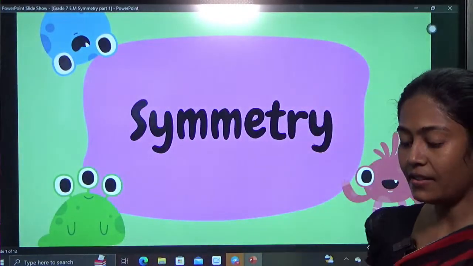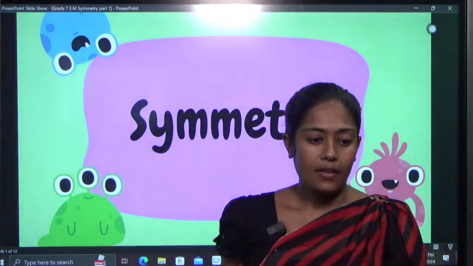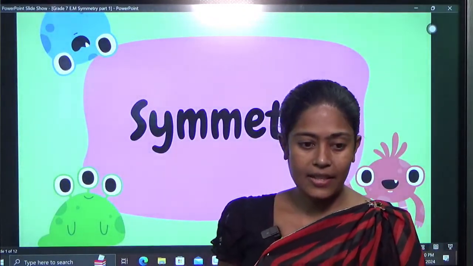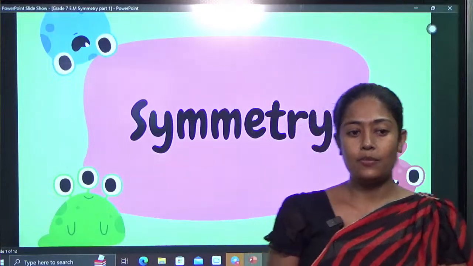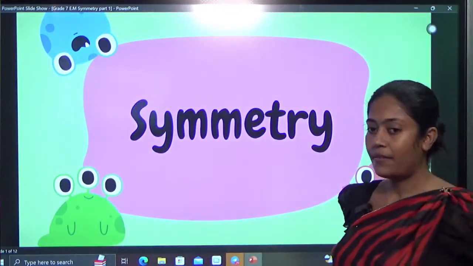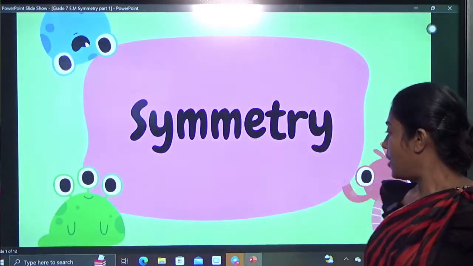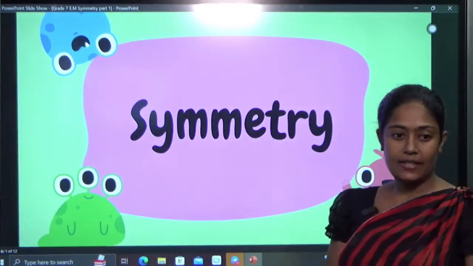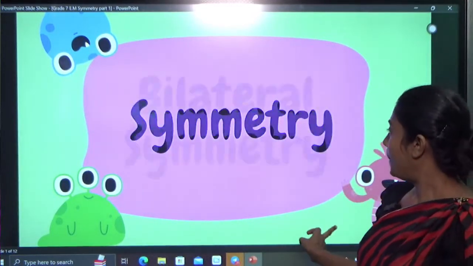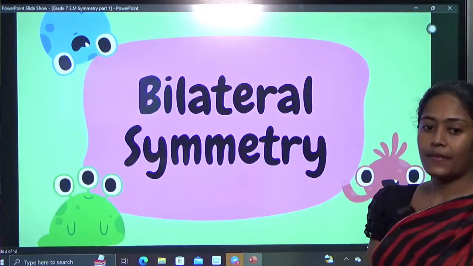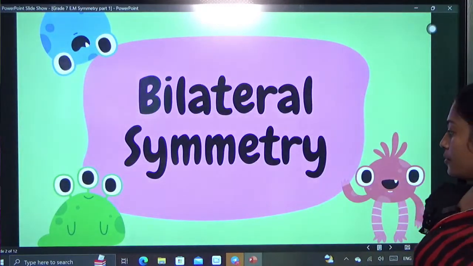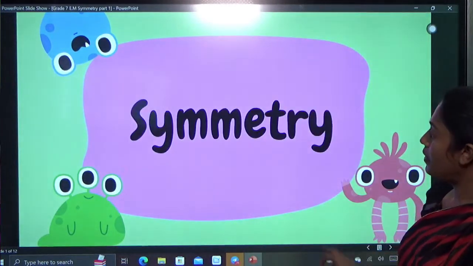Right, okay children, there was some technical error, right? Okay, we'll move to the lesson symmetry. First, you have to identify in this lesson what bilateral symmetry is, right? For that you have to do an activity also, right?